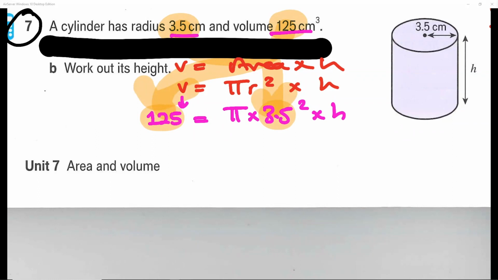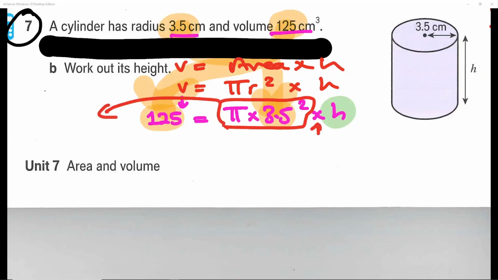Okay, lovely. Then we need to work out the value of h. Is that right? Good. So what do we do next? We take pi times 3.5 squared and take it to the other side. And what does it become? It becomes divide. Yeah.